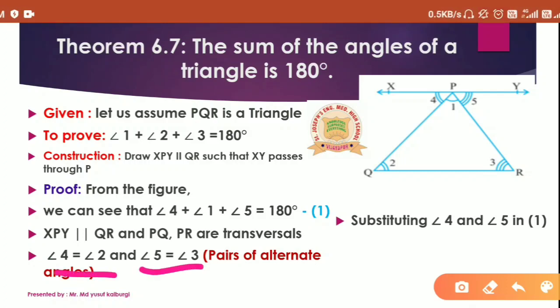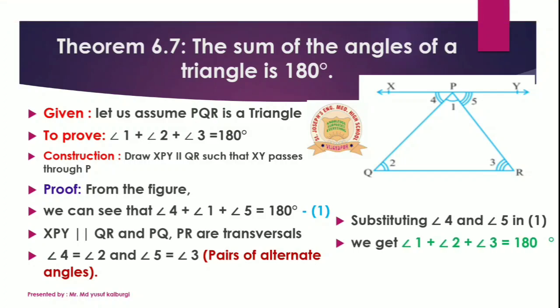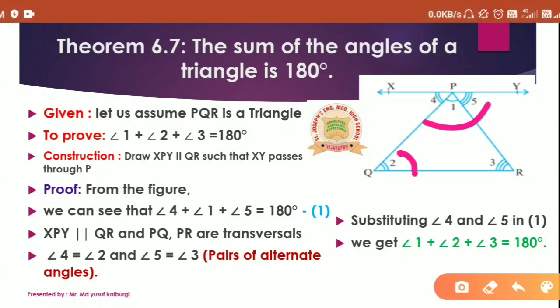And angle 4 equals angle 2, and angle 5 equals angle 3. If you substitute those values here, what will happen? In place of angle 4 we get angle 2, and in place of angle 5 we get angle 3. When you substitute that in equation 1, we get angle 1 plus angle 2 plus angle 3 equal to 180 degrees. That is what the sum is, equal to 180 degrees.